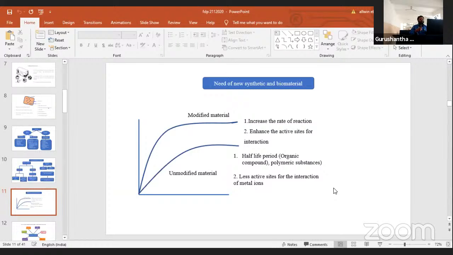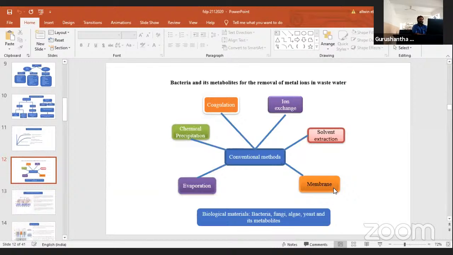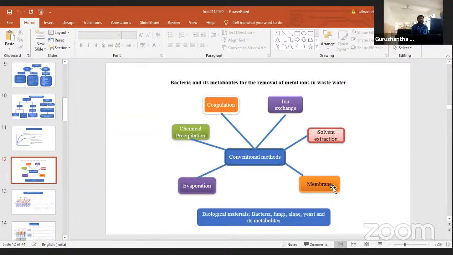These are all the major two points, the reason for developing the biomaterial or new synthetic material for this process. So for the removal of these metal ions in wastewater, I have some results. We have done some research on the usage of bacteria for the removal of heavy metals, and not only bacteria but also its proteins, protein materials, which we are using for the same removal from wastewater.